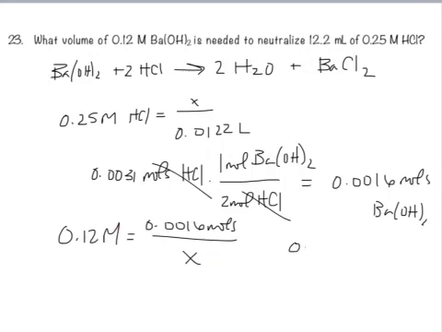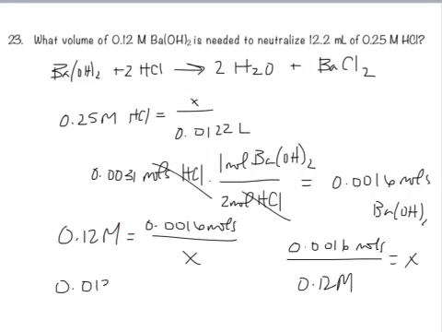And so when you solve it, it's going to look like this. You're going to have the 0.0016 moles divided by 0.12 molar. That's going to equal our volume. And when you do that, you end up getting 0.013. The unit is liters. Or if you wanted to put it in milliliters, you could move the decimal 3 places back to the right to make it 13 milliliters. Either answer would be acceptable.